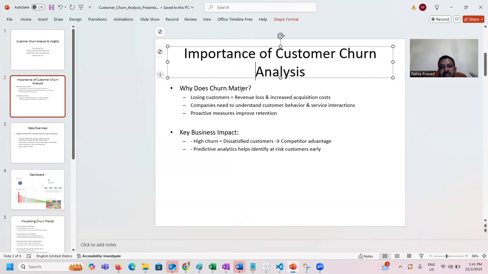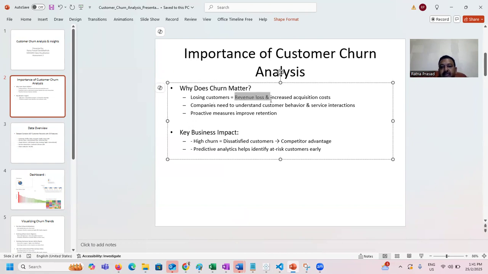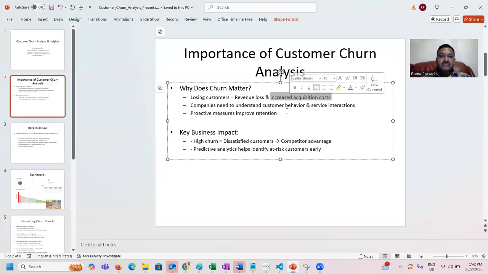Churn in the sense is customers who are leaving the service, which is considered a revenue loss and also an increased customer acquisition cost. Telco spends a lot in acquiring a customer, so if the customer leaves, it is considered a churn and it contributes a lot. So there are two things here: revenue loss and increased acquisition cost.